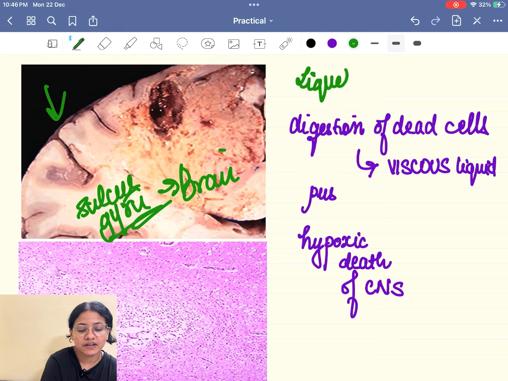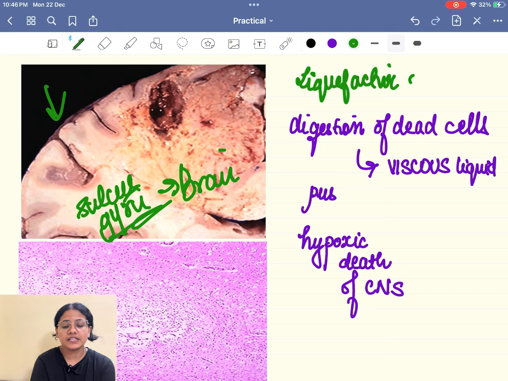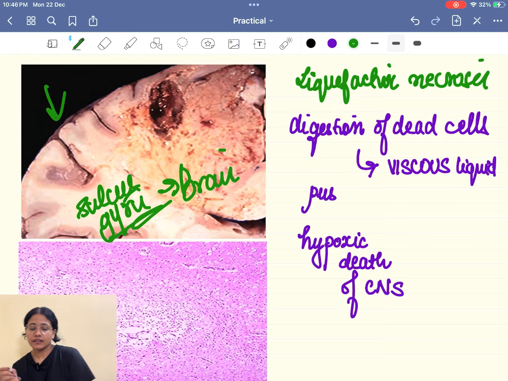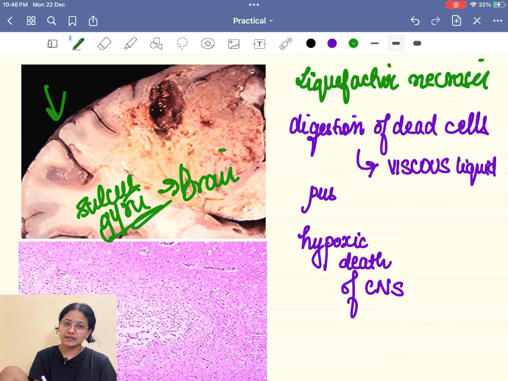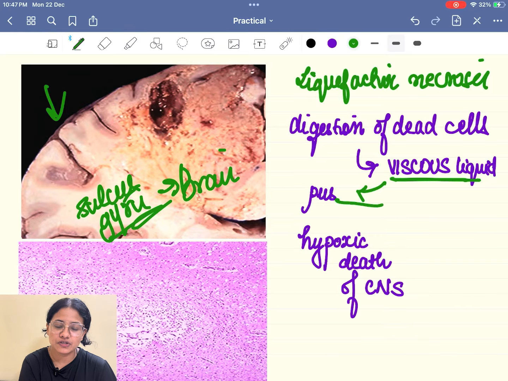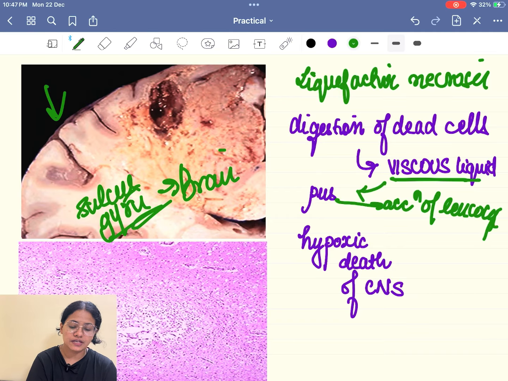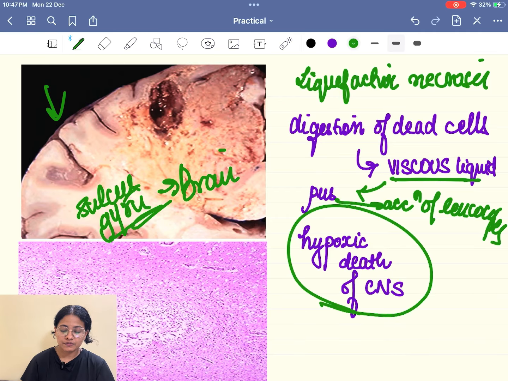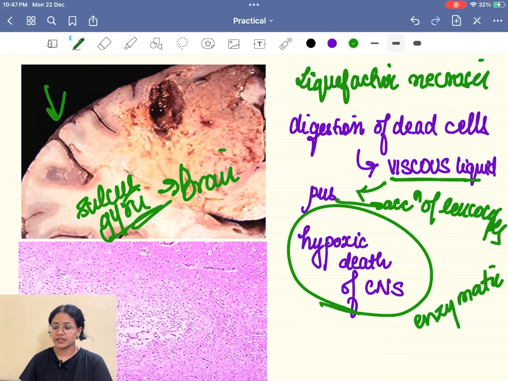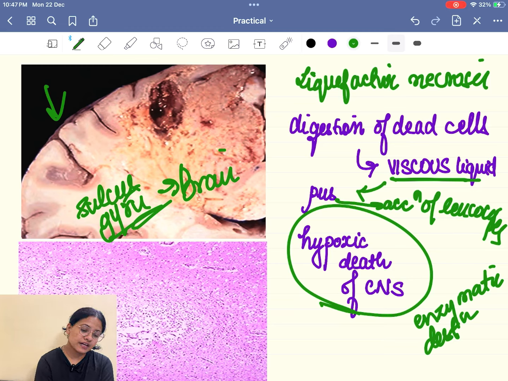So what happens in liquefactive necrosis? Digestion of dead cells happens, and then this forms a viscous liquid like material and further accumulation of leukocytes. So accumulation of leukocytes is known as pus. And why does this happen? It's because of hypoxic death of CNS. So microbes will stimulate accumulation of leukocytes and there will be enzymatic degradation, destruction or degradation, and this hypoxic death in the brain is known as liquefactive necrosis.